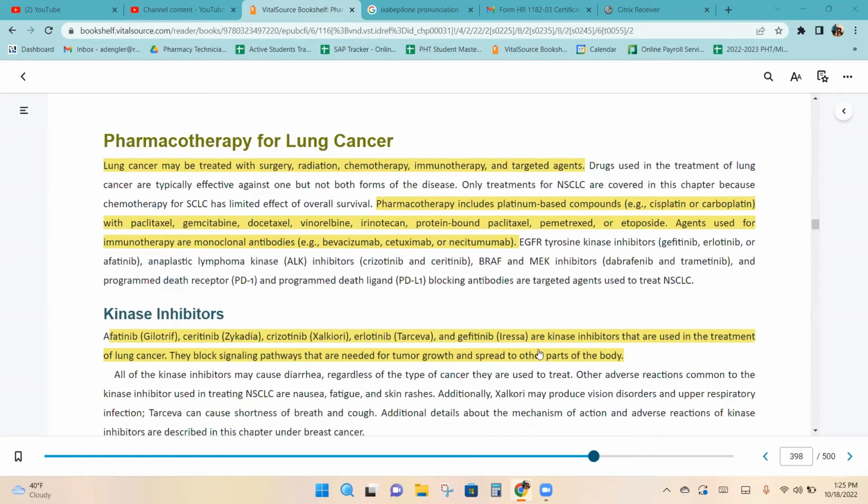Lung cancer may be treated with surgery, radiation, chemotherapy, immunotherapy, and targeted agents. Pharmacotherapy includes platinum-based compounds. Agents used for immunotherapy are monoclonal antibodies. EGFR tyrosine kinase inhibitors, anaplastic lymphoma kinase inhibitors, BRAF and MEK inhibitors, and programmed death receptor and programmed death ligand blocking antibodies are targeted agents used to treat non-small cell lung cancer.